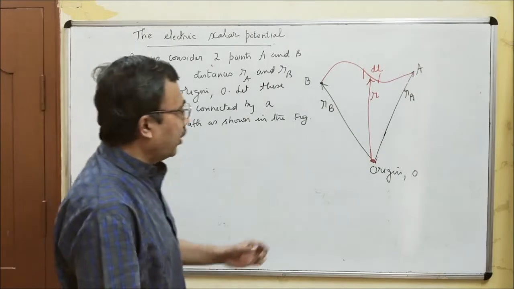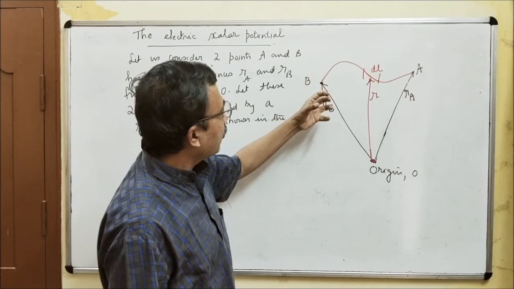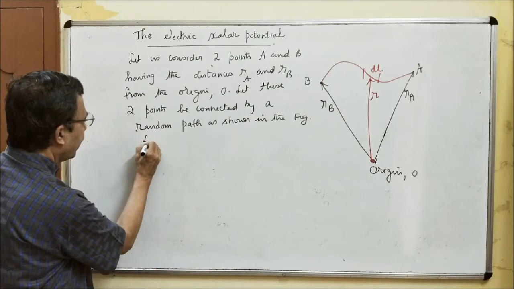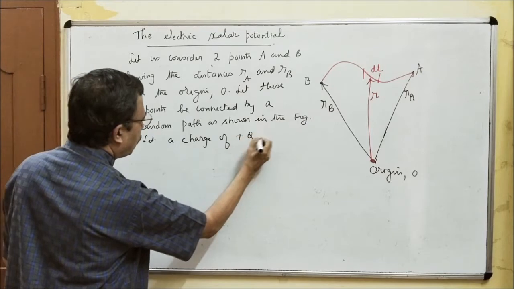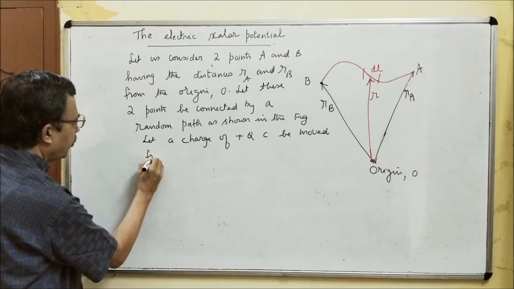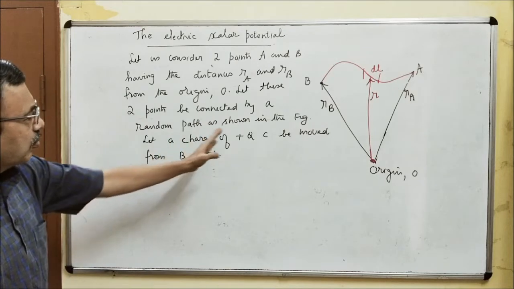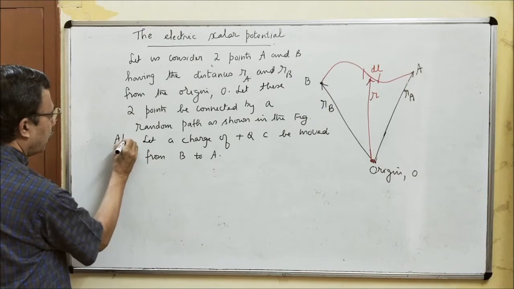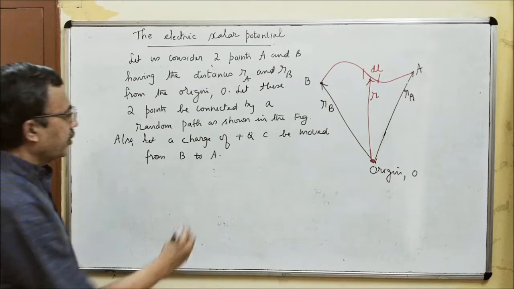Now let us calculate the work done in displacing a charge of q coulombs by distance dl. So let a charge of plus q coulombs be moved from B to A.